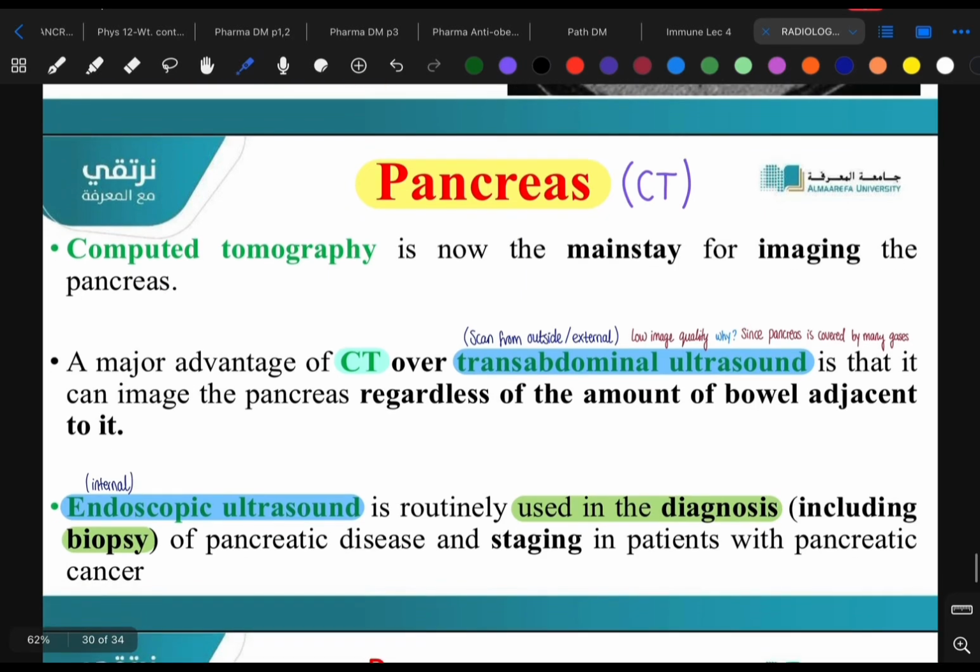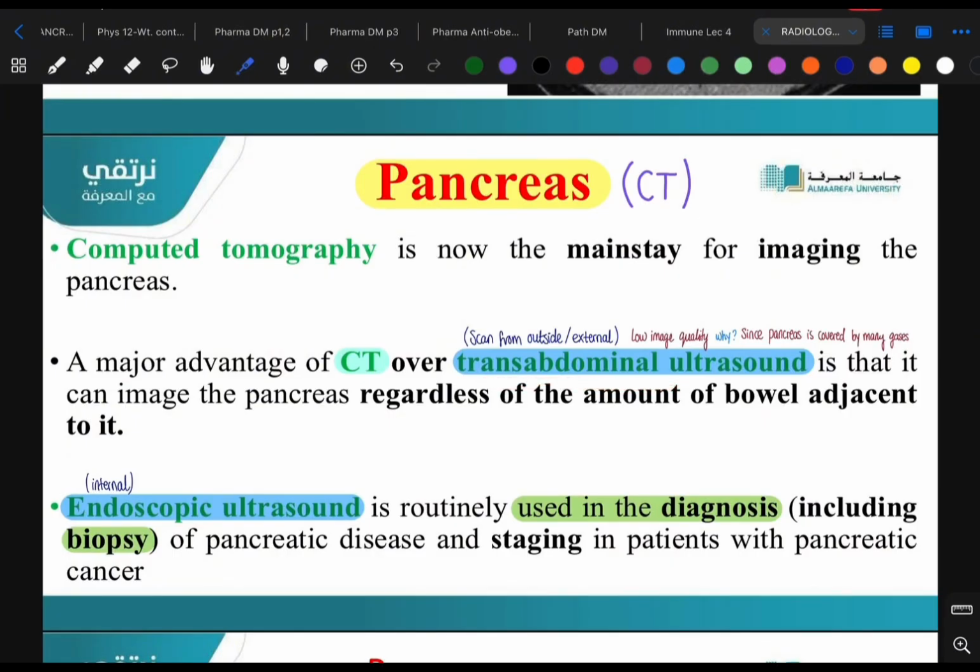Okay, last thing we have is the pancreas. For the pancreas, what's our primary or first imaging modality? It's also CT. So we say adrenal and pancreas, CT scan. Okay? Adrenal and pancreas, both of them CT. Okay? So what's the advantage of the CT? It's over the transabdominal ultrasound.